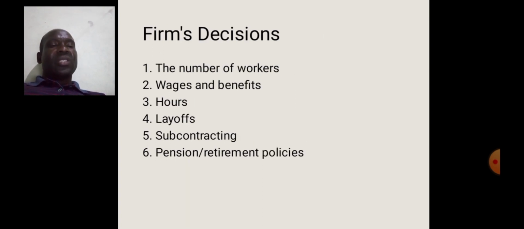We also have decisions that have to be made by the firm, like in terms of the number of workers that they're going to get, how much they're going to pay them in terms of the wages, and the benefits that will accrue to those workers, the hours that they're going to work, how many workers they're going to lay off, should they subcontract or not, aspects to do with pension and retirement policies. So these are decisions that are purely made by the firm. Of course, there are also other third parties that are involved, like the government, okay, in some of these aspects through legislation.